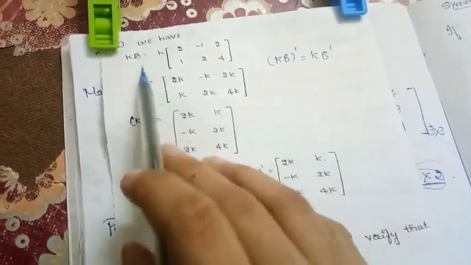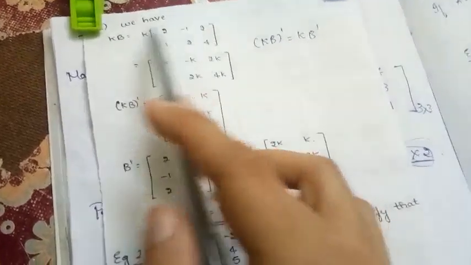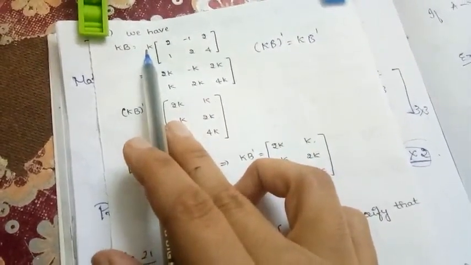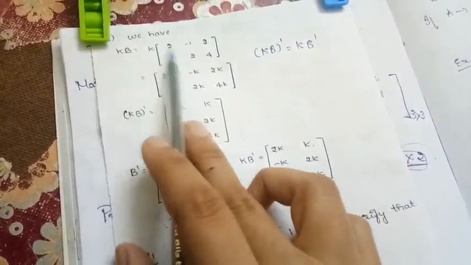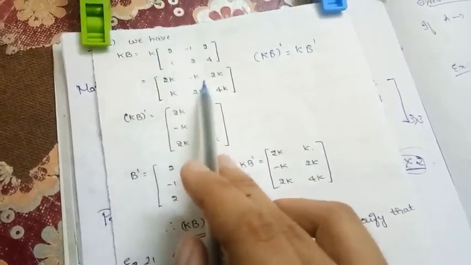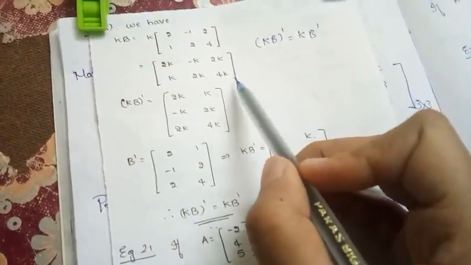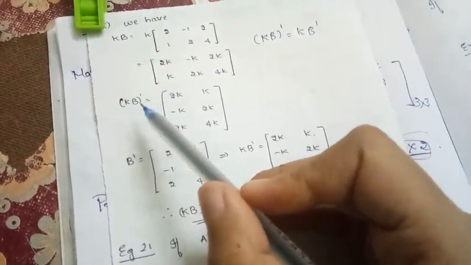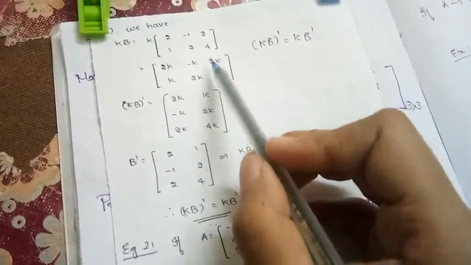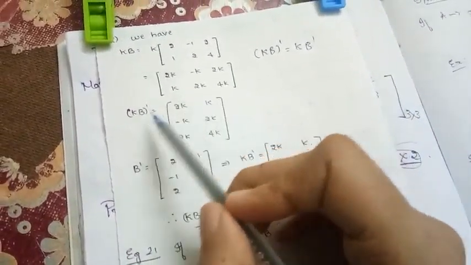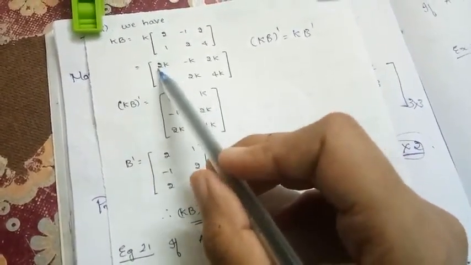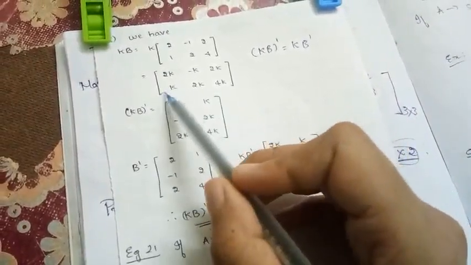Now you can see here K, and this is our matrix B. KB is nothing but multiplying the scalar K to this matrix. Multiplication means K should be multiplied to each and every element of this matrix. So I have multiplied it. After multiplying, we got KB. Now I need to take the transpose of that one. So the first row has changed into our first column, the second row has changed into our second column.